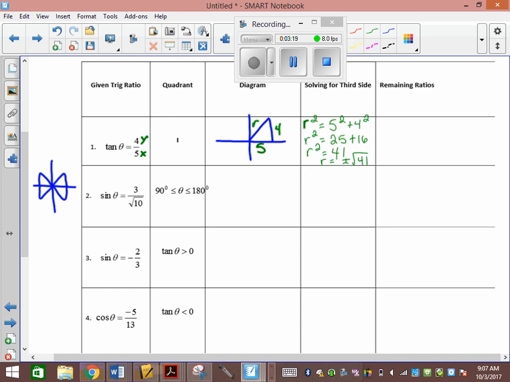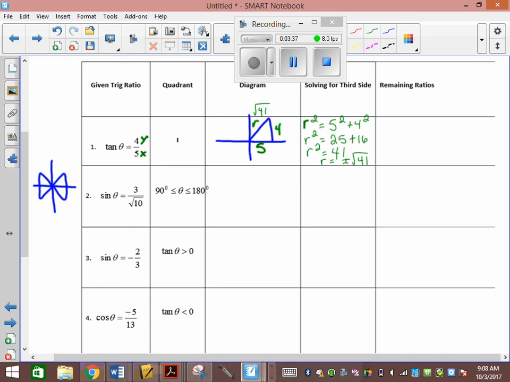This is great. It's like fill in the blank, and you guys are really good at it. So we get square root 41. And we can't reduce square root 41. If we could reduce it, like say it was square root 24, we'd reduce it to 2 root 6. You have to reduce it, but 41 we can't. Now, we're supposed to list the remaining ratios.